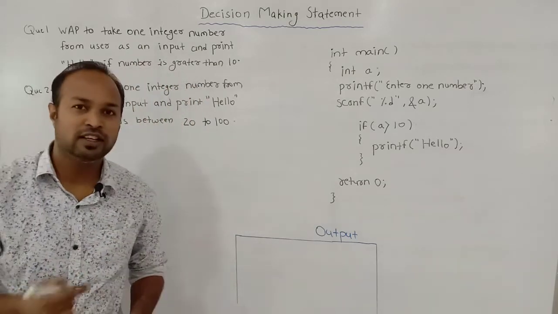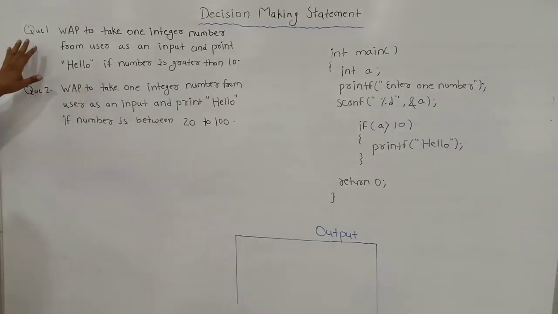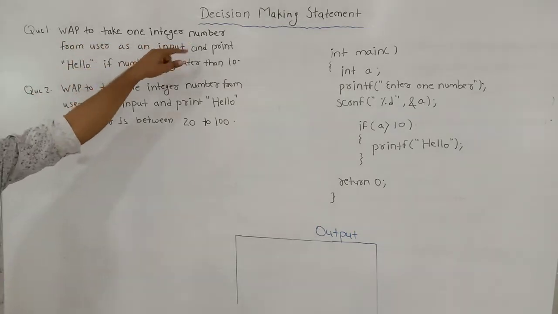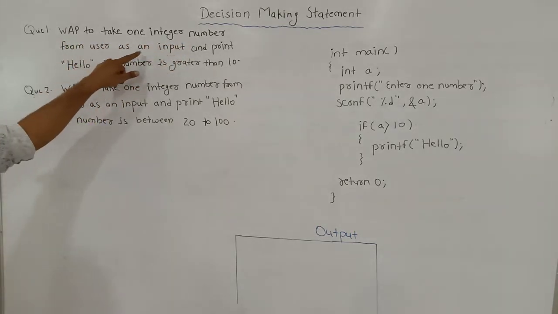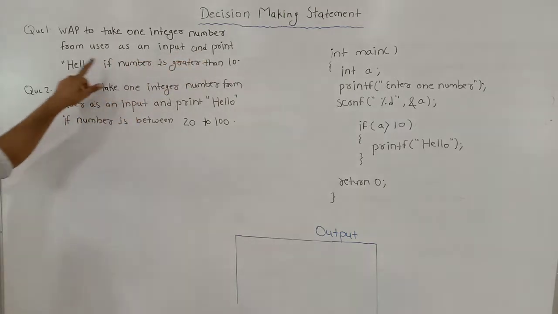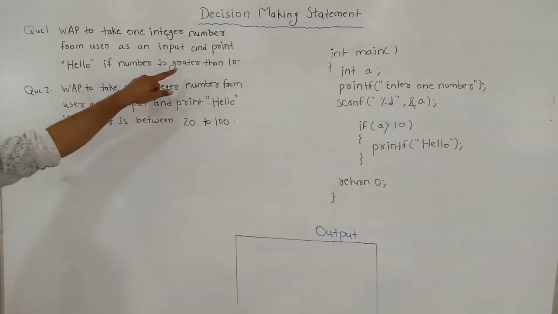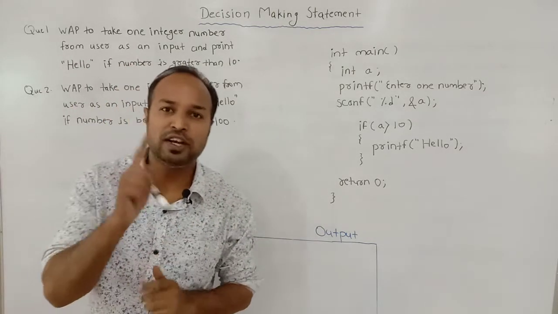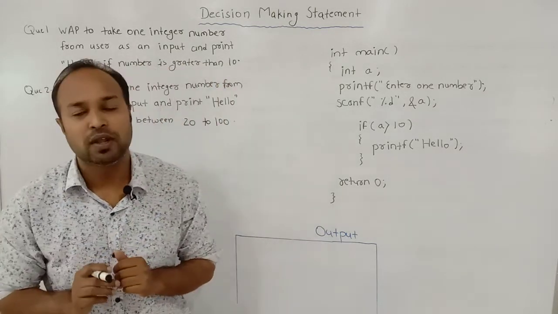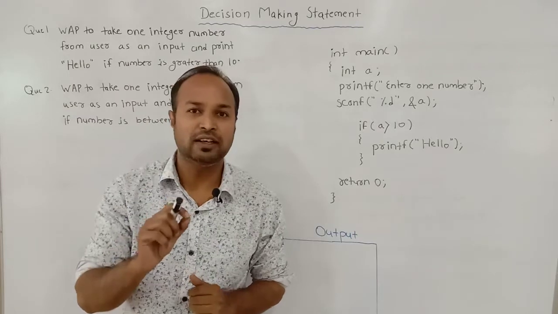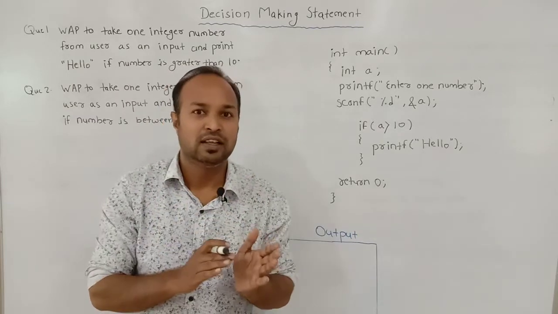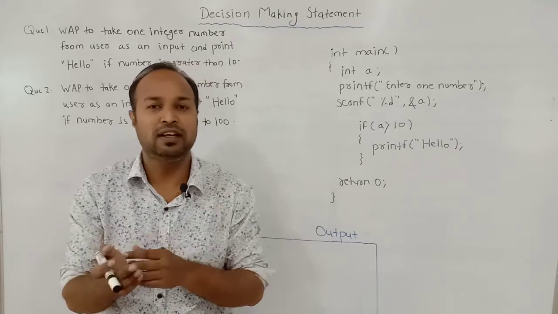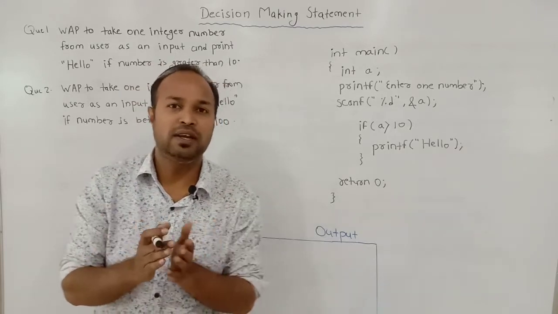So next, check another program. Our first question is: write a program to take one integer number from the user as an input and print hello if the number is greater than 10. This means we will take one integer number from the user, and if the user enters a number more than 10, then we will print hello, and if the user enters less than 10, we will print nothing.